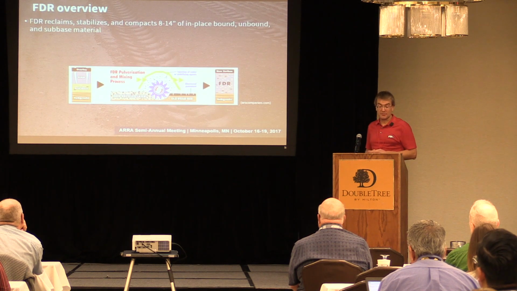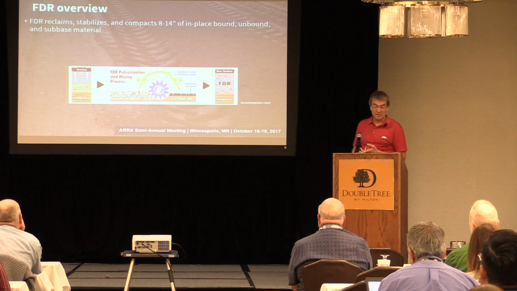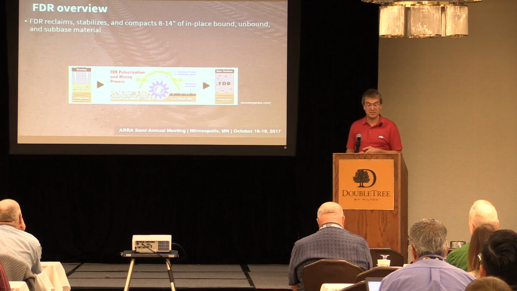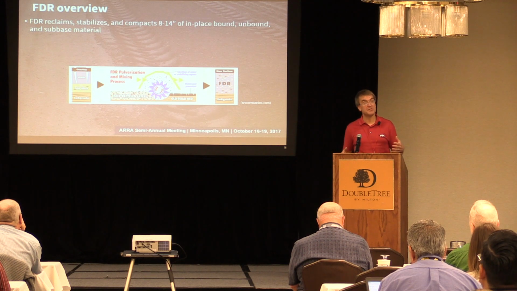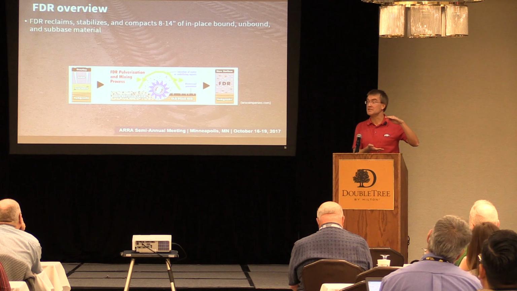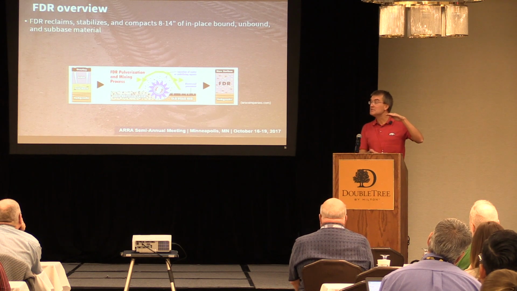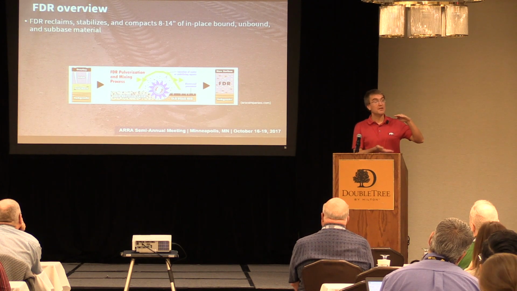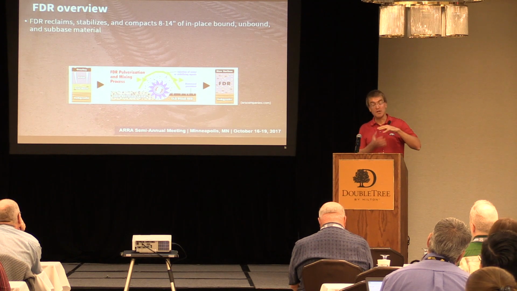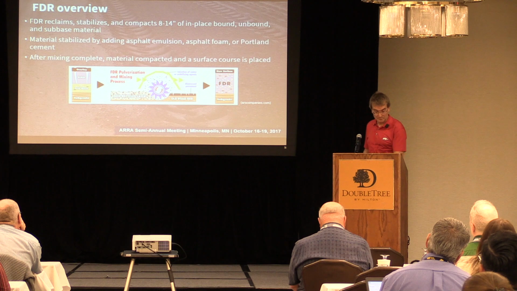So what full depth reclamation does is it reclaims, stabilizes, and compacts anywhere from 8 to 14 inches of an entire pavement structure. That includes the bound material, which is on the very top. It includes unbound material, which is usually some sort of granular material, and it can even go down into the natural soil. So you have a large amount of material that could potentially be milled with FDR.